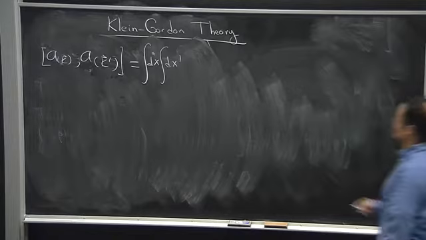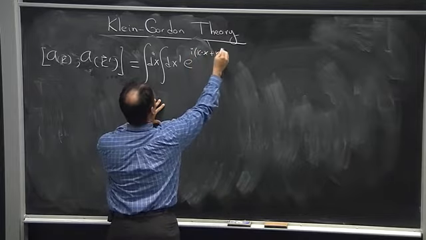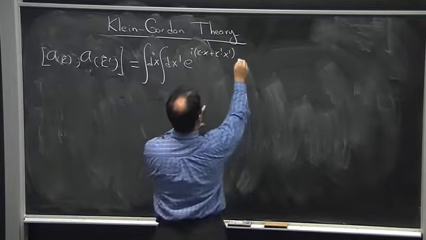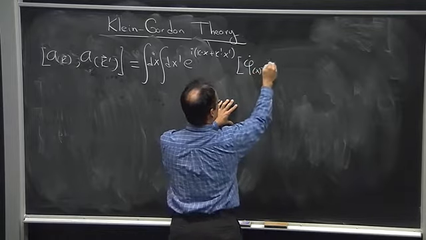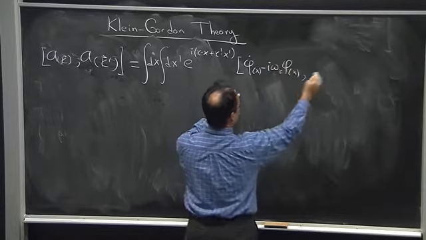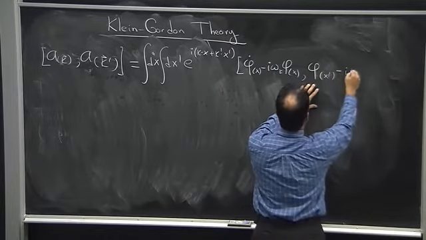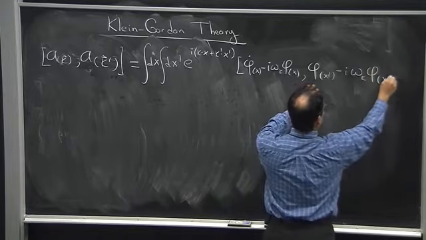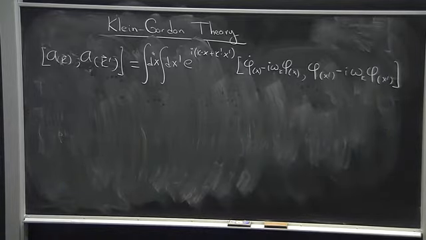Of what? Well, we will have e to the i k dot x plus k prime dot x prime, and the commutator of phi dot of x minus i omega k phi of x and phi dot of x prime minus i omega k prime phi of x prime. Okay?